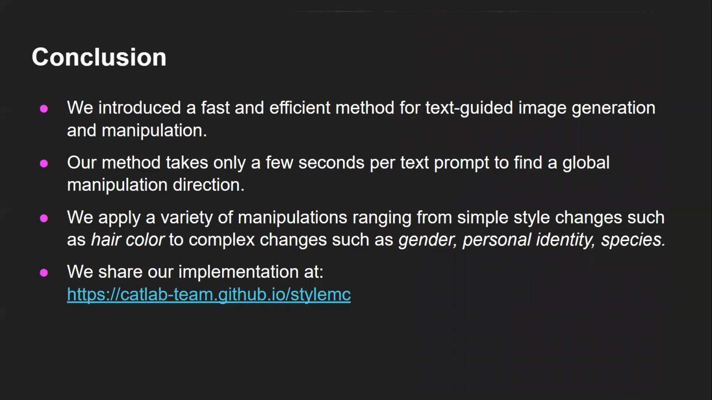As a conclusion, we introduced a fast and efficient method for text-guided image generation and manipulation. Unlike previous work that requires hours of pre-processing or training, our method requires only a few seconds per text prompt to find the global manipulation direction and generates results that are on par with state-of-the-art models, such as StyleCLIP, in terms of quality. We apply a variety of manipulations ranging from simple style changes, such as hair color, to complex changes such as gender, personal identity, species.